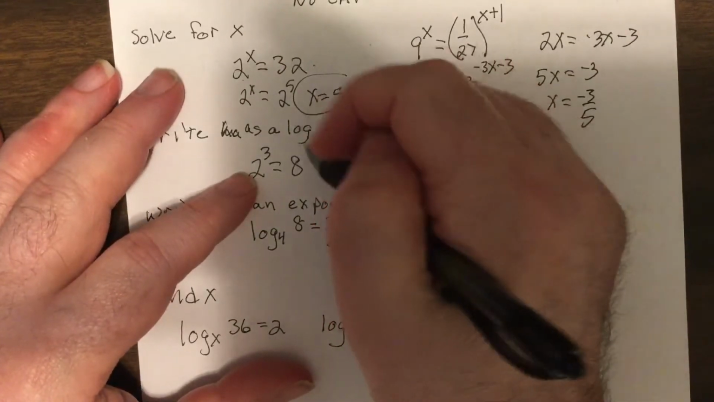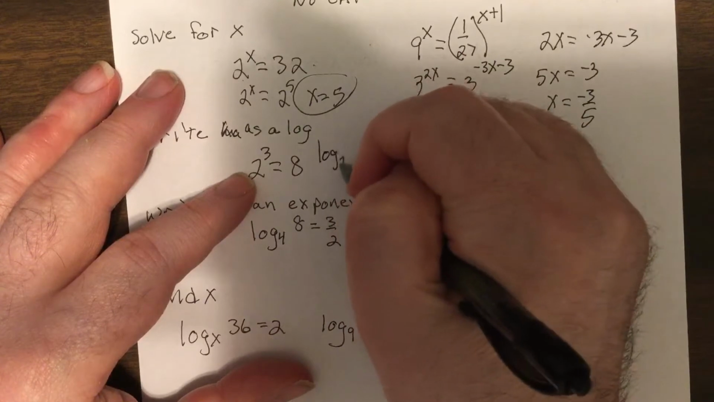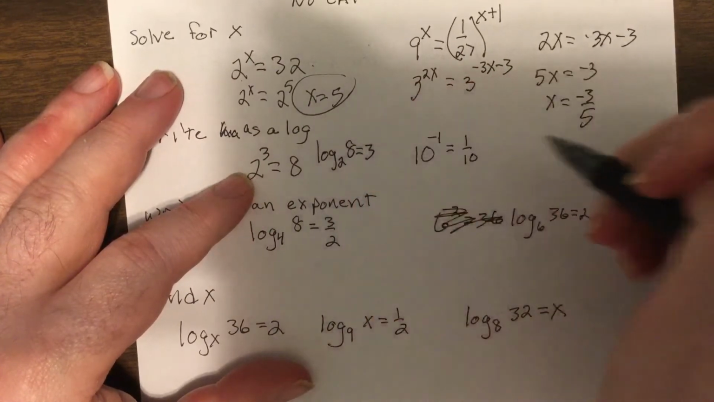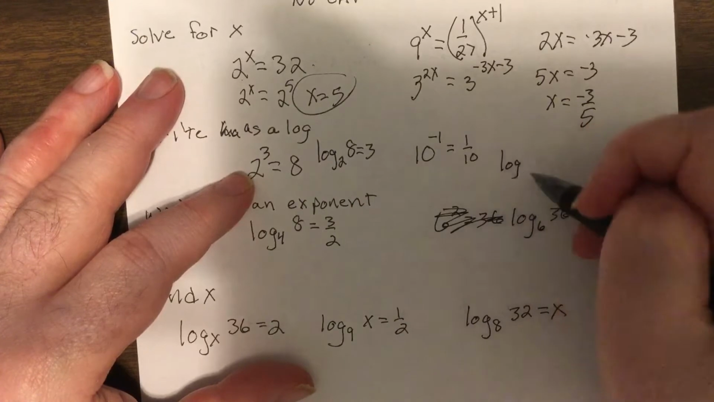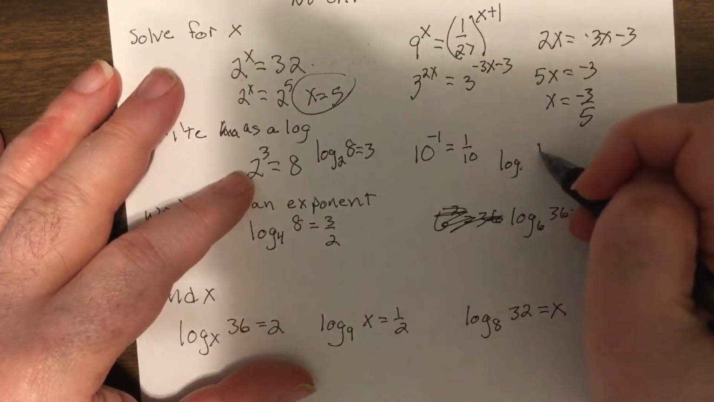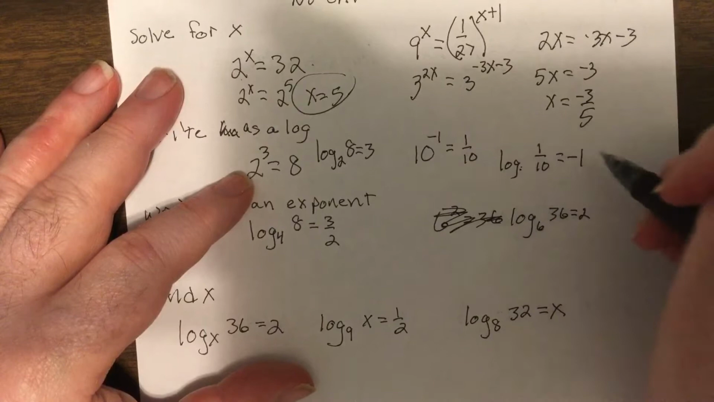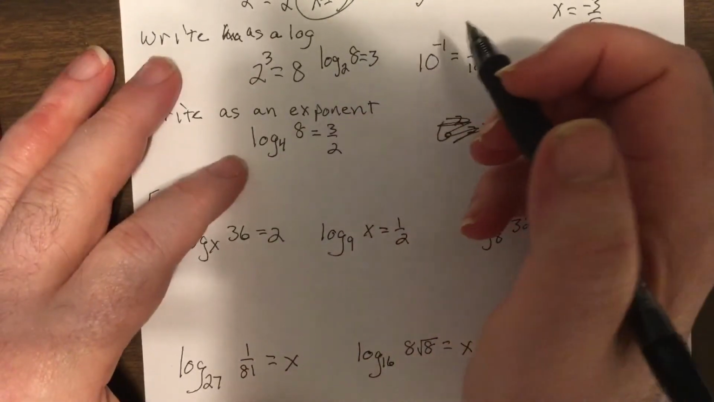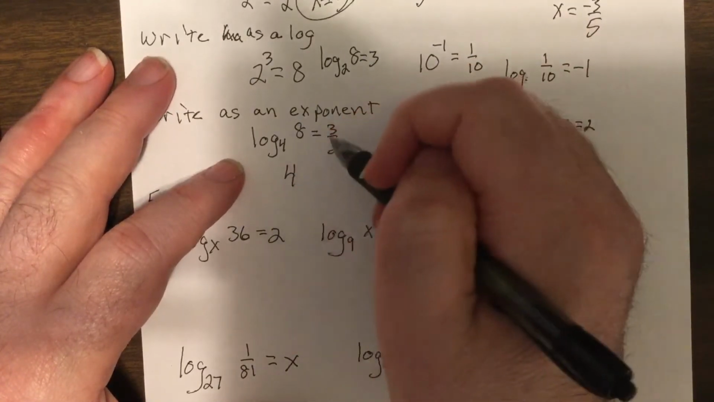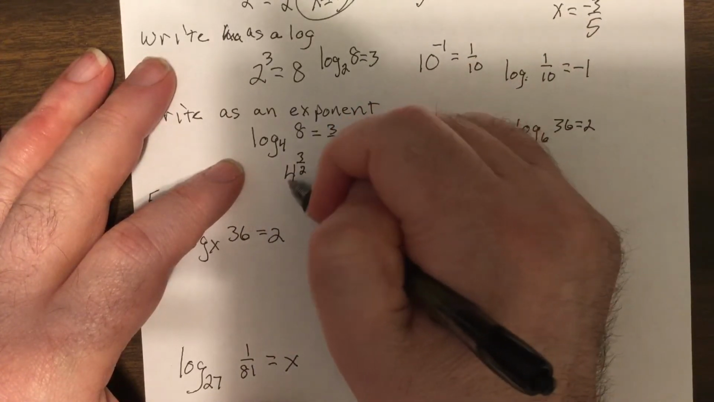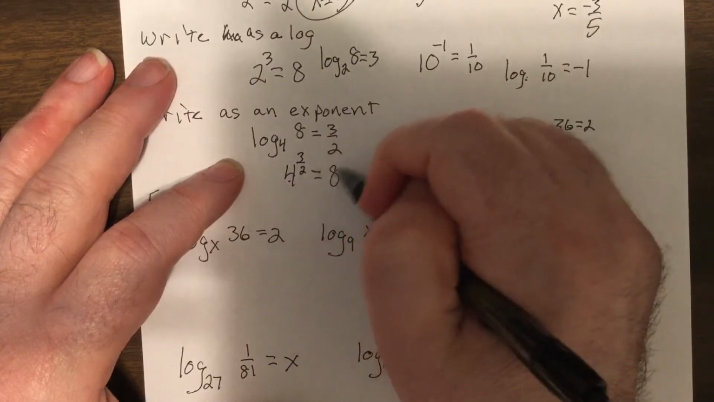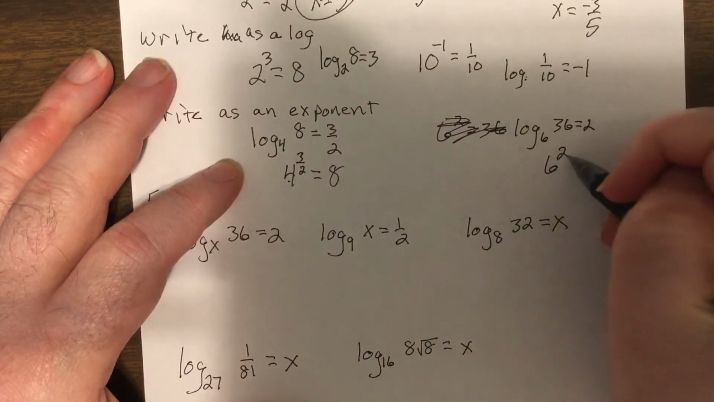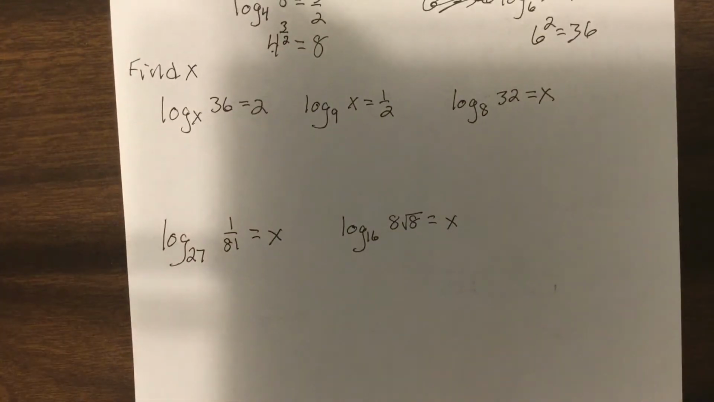This one, write as a log: log base 2 of 8 equals 3. This one, log, now you don't have to put the 10, it's assumed, of 1/10 equals negative 1. Now, this one, 4 to the 3 halves: square root of 4 is 2, cubed is 8, and 6 squared is 36. Okay, do these 5 for me, please, and then turn me back on.